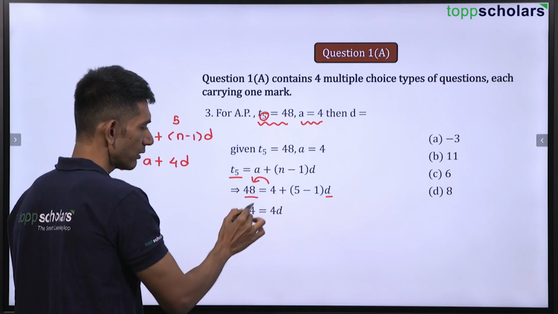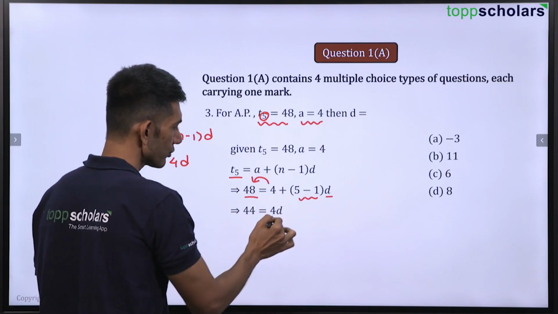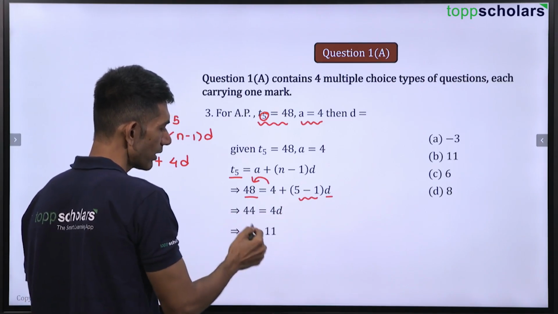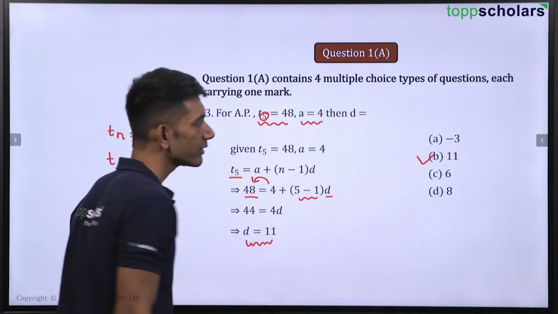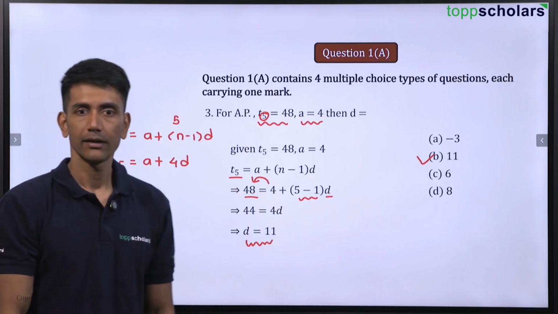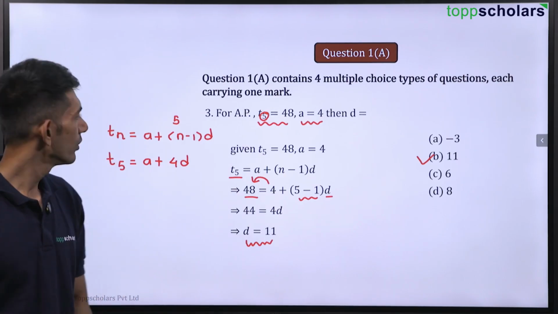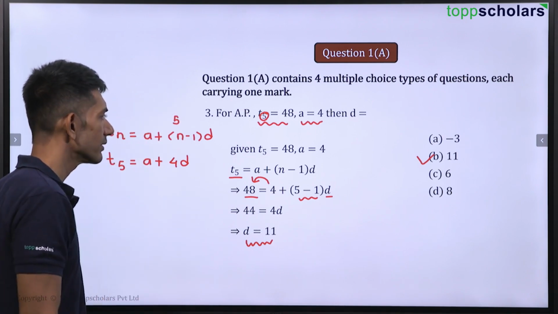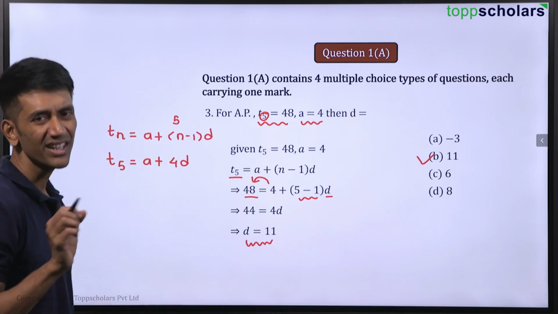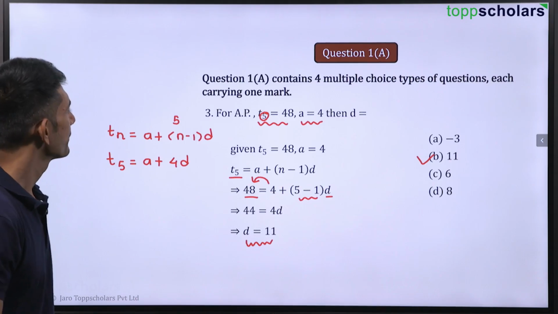4 goes here. 44 is equal to 4D. So D will be 44 divided by 4. And that is going to be 11. The value of D, that is the common difference, is 11. I hope this is clear to all of you. Very simple, very easy and straightforward. Nothing much in this. Directly use the formula for Tn. Easy? Okay.